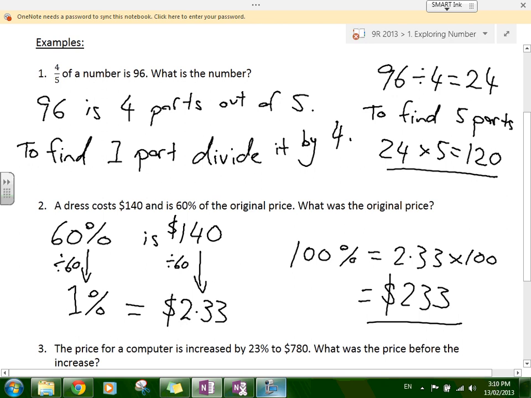Any questions? No? So what I meant by this is you can't divide it by 5 first. You have to divide it by 4 and times by 5. 4/5 of a number is 96. If you divide it by 4/5, no, don't worry. This method is fine. This is the way I think about it. I can do it like this.